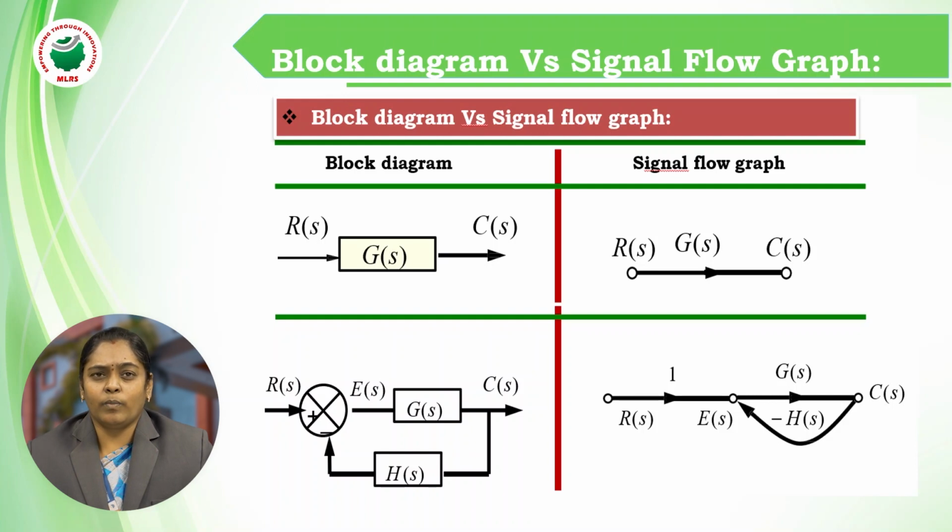Coming to the next one, loop. A loop is nothing but a closed path. The signal should start from one node and it should end at the same node. Then it is called a loop. A non-touching loop is when you don't have any common node between the loops, then it is called a non-touching loop.